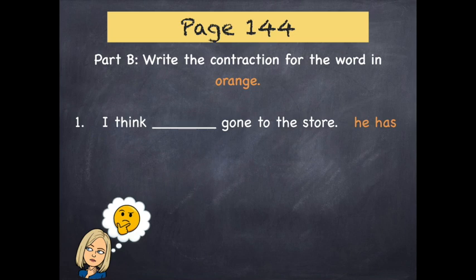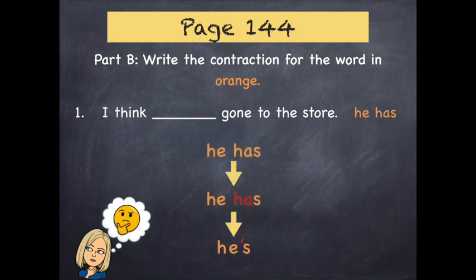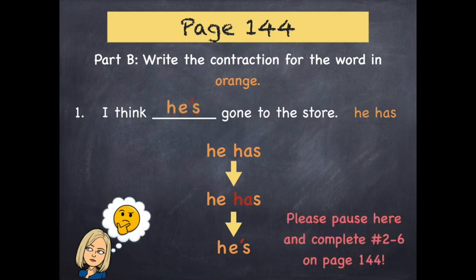That does make sense, and that is correct, but there's a shorter way for me to say it. Let's see if I can remember how to make a contraction here. He has, I'm going to take away the H-A, and what is that going to leave me with? Exactly, he's. I think he's gone to the store. See how much quicker that is? It's a little bit faster than saying, I think he has gone to the store. However, both are correct. Go ahead and pause here and complete numbers 2 to 6 on page 144.